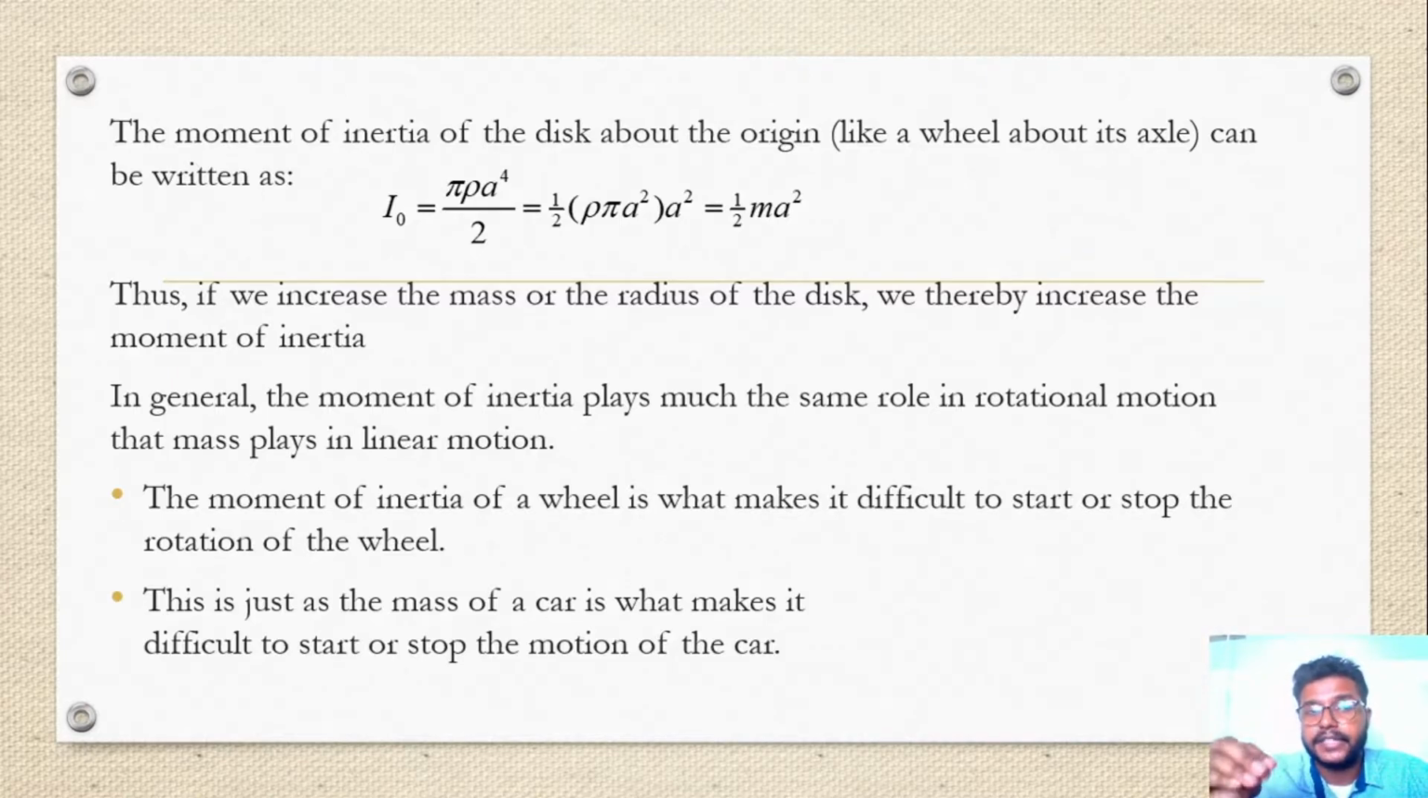The moment of inertia of a wheel is what makes it difficult to start or stop the rotation of the wheel. This is the same as the mass of the car, which is what makes it difficult to start or stop the motion of the car.